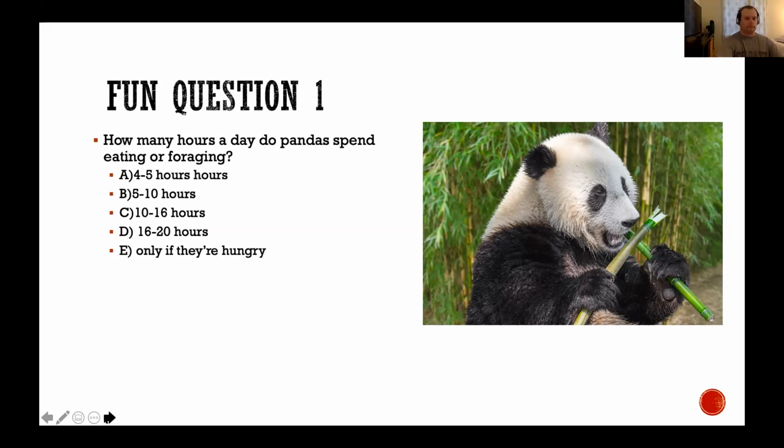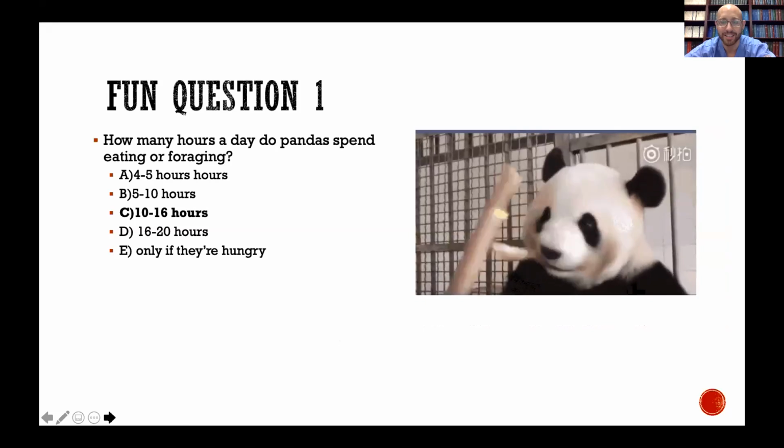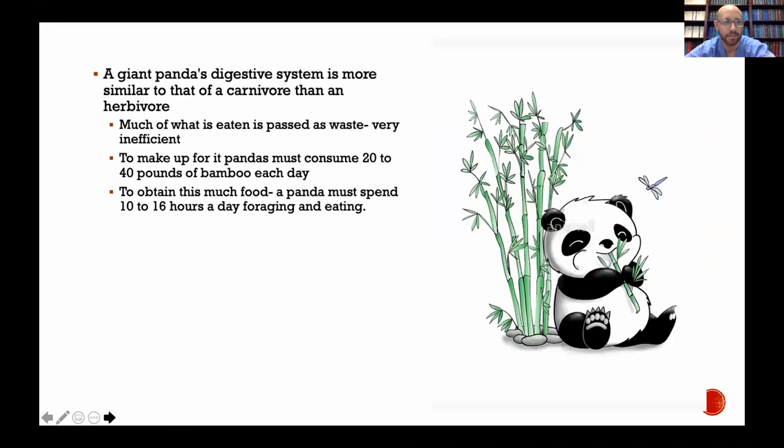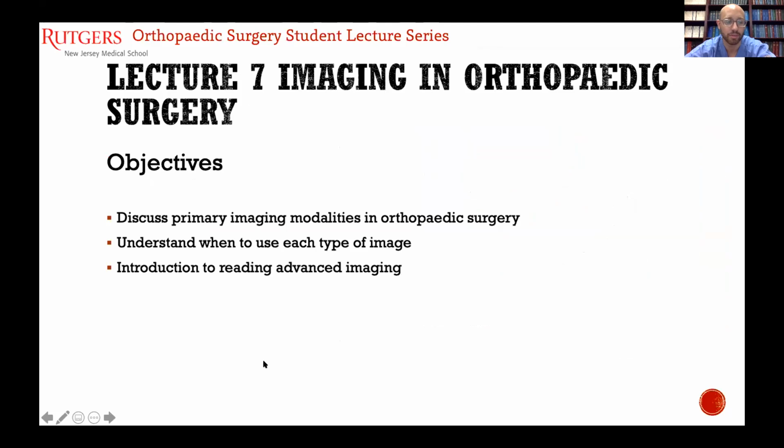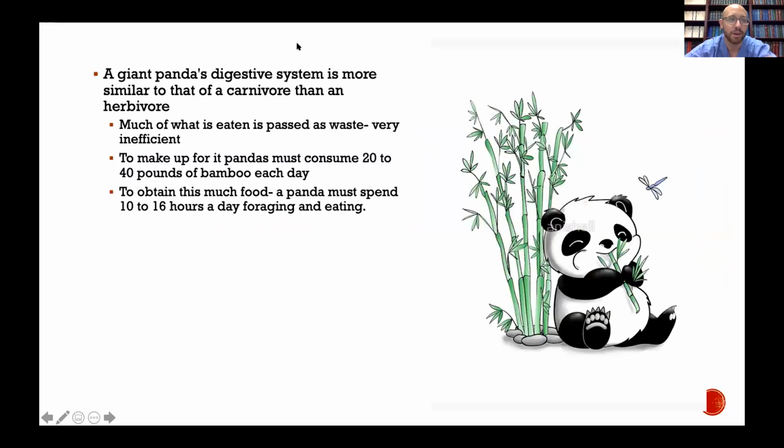All right. So most of you guys think it's 10 to 16, and that's correct. Apparently a giant panda's digestive system is more similar to a carnivore than a herbivore, so much of what it eats is passed as waste. They must consume 20 to 40 pounds of bamboo each day, and to obtain this, they have to continue to eat the majority of the day.